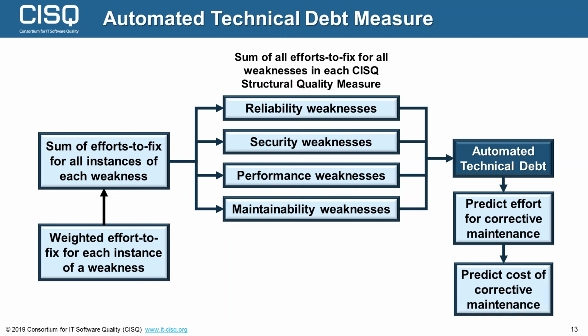Add all of those up to get an overall estimate of the technical debt, which is the effort to fix all of these weaknesses that we know we have to remove. I can then put dollars or euros or rupees or whatever your currency is to that to get an overall cost estimate of what it's going to take for corrective maintenance if I want to remove these severe weaknesses in the software. That's now an OMG standard.